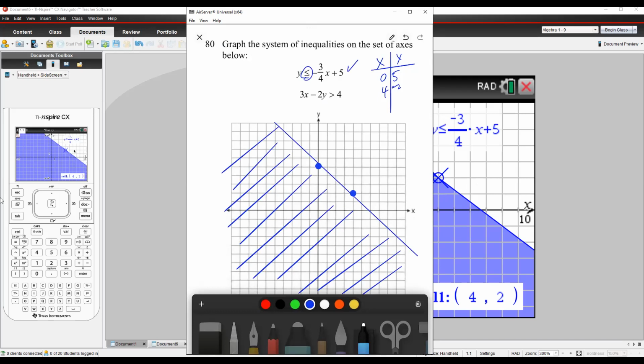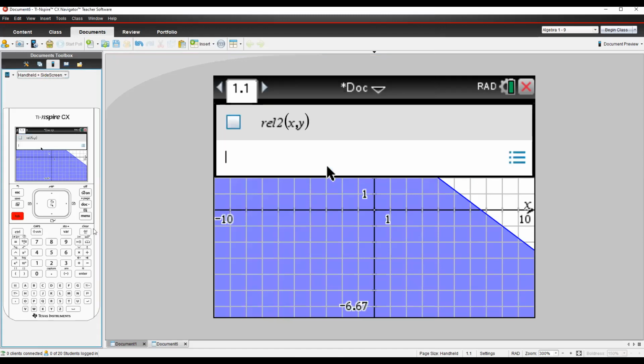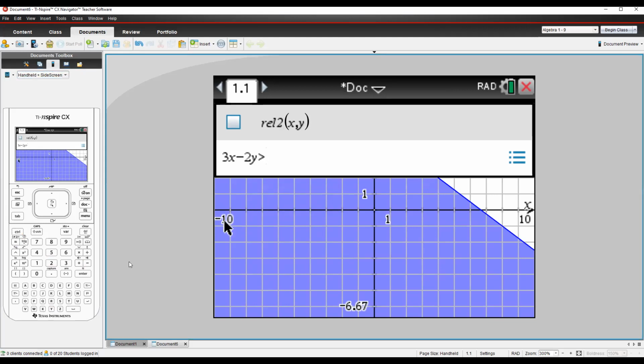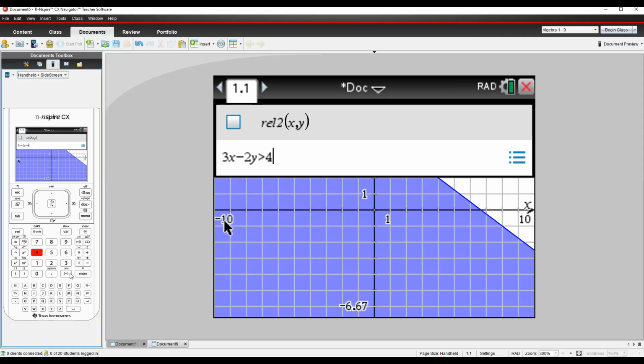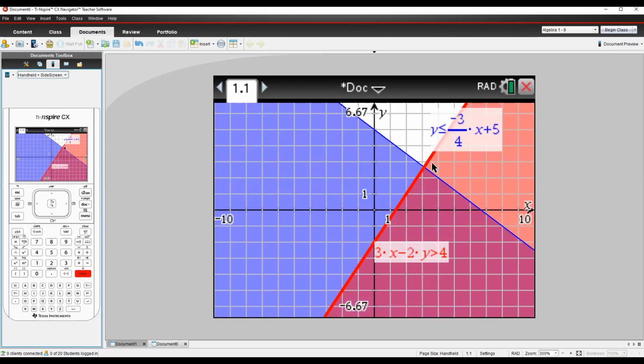So I go back to the calculator, I press tab, and then I'm going to type in 3x minus 2y is greater than 4. And I press enter. And there's my second one.